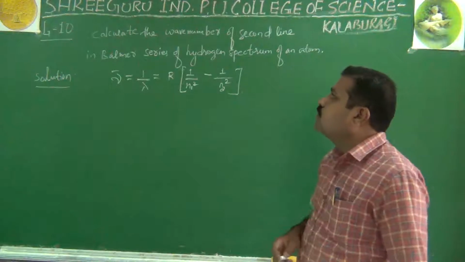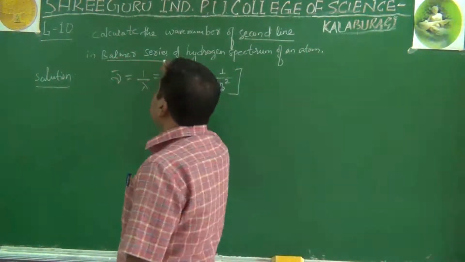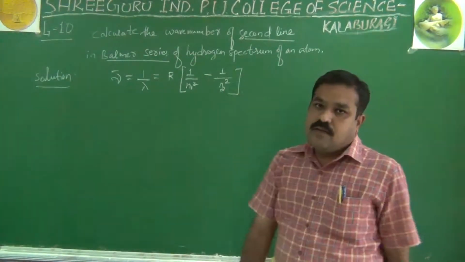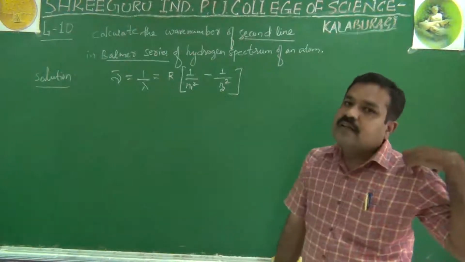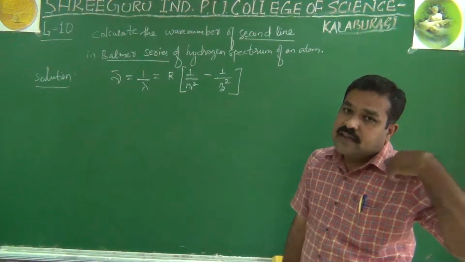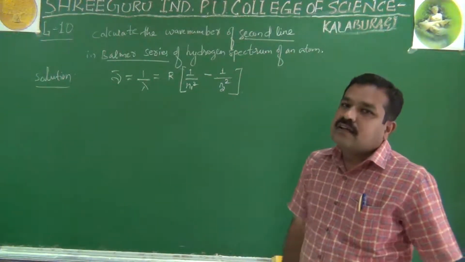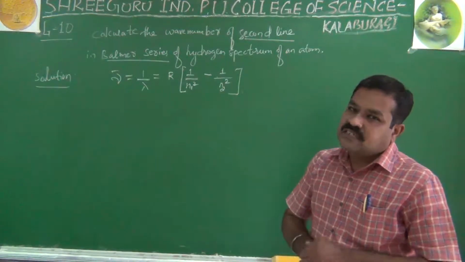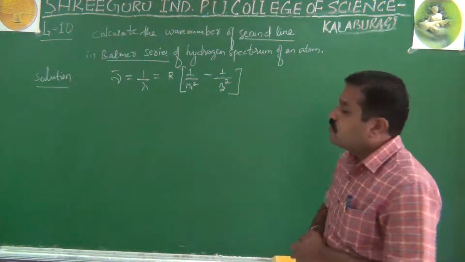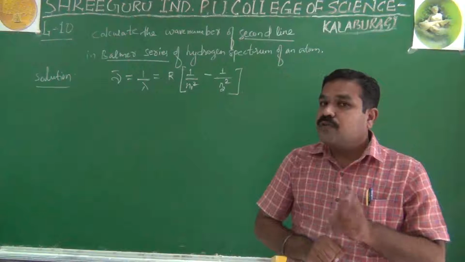See, now what they ask you is the second line of the Balmer series. You don't have any data here. They have only asked for the Balmer series, the second line of the Balmer series, there is no data here, so from your theory knowledge, that's why I told you, in the emission spectrum of the hydrogen atom, if n1 is 1, it is the Lyman series, and if n1 is 2, it is the Balmer series.